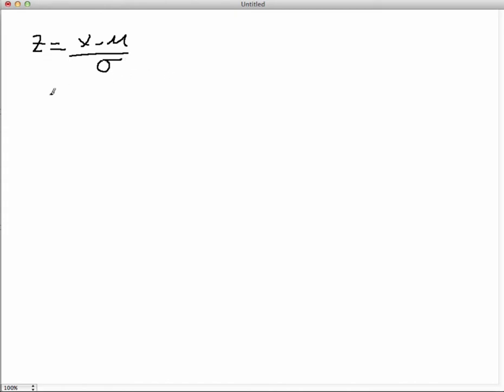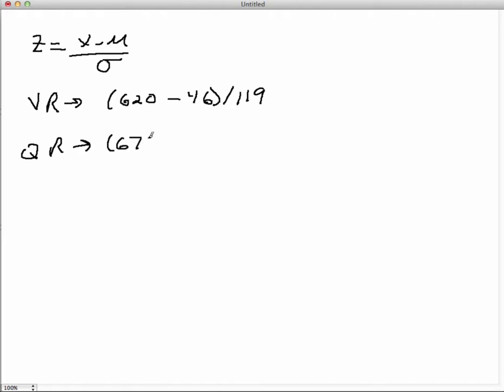So in the case of the verbal reasoning, that tells us that, well, she scored a 620. So that's going to be 620 minus the mean, which was 462, divided by the standard deviation, which was 119. And then on the quantitative reasoning, she scored a 670, and I subtract the mean of 584, and I'm going to divide that by the standard deviation of 151.